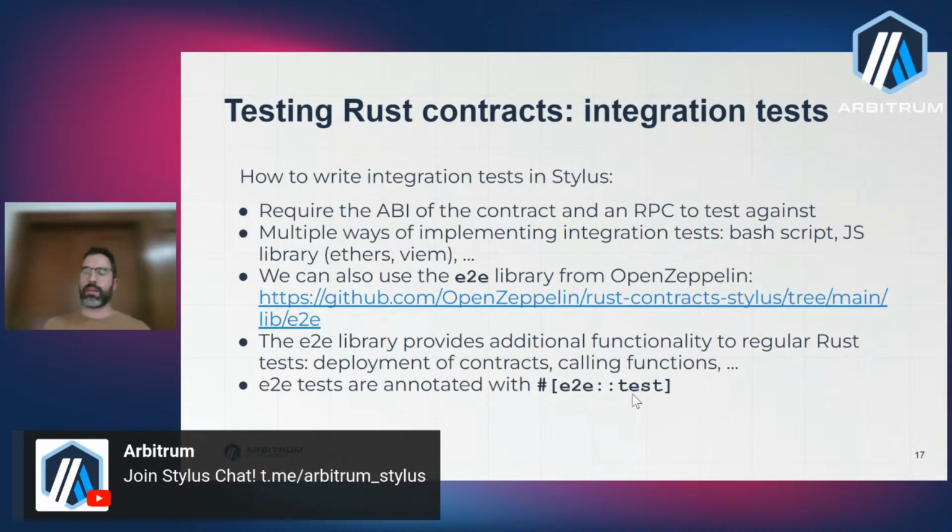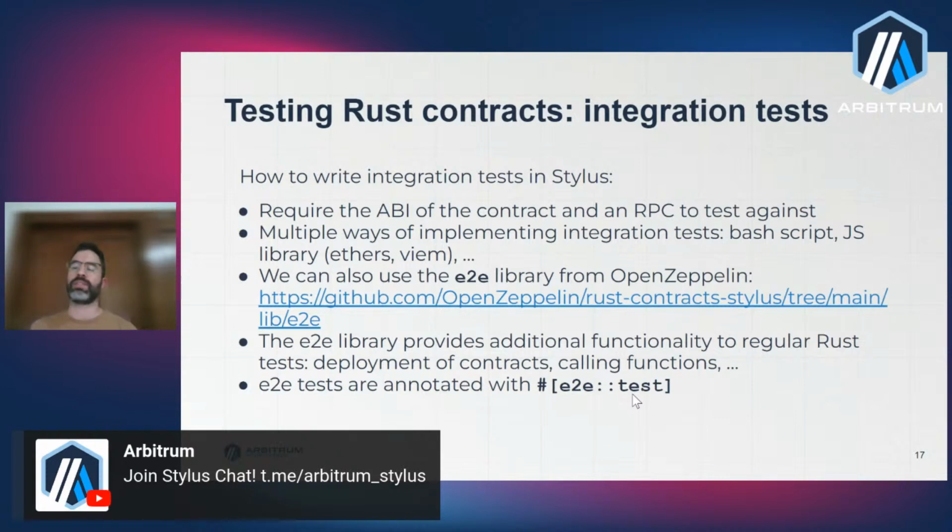We can also use a JavaScript library like Ethers or Viem. But in this case, we are going to use another library that's been developed by OpenZeppelin as well, and that's specific for integration testing. And that's the E2E library, okay? The E2E library is actually the same as the Motsu library for unit testing, but in this case for integration testing. And the goal of the library is the same, to leverage the way that Rust writes integration tests, but adding the functionality that we need to test smart contracts.